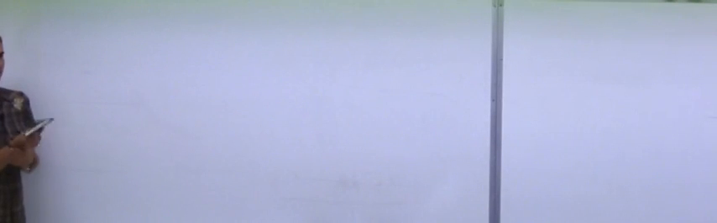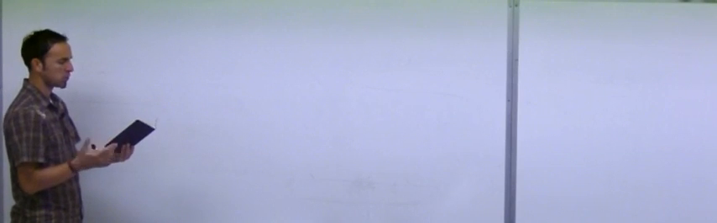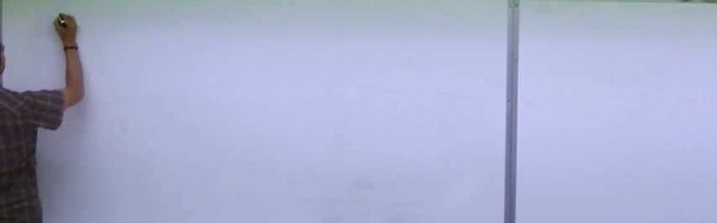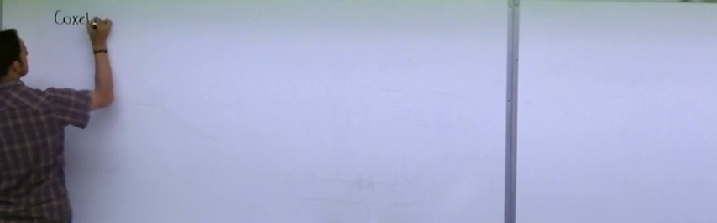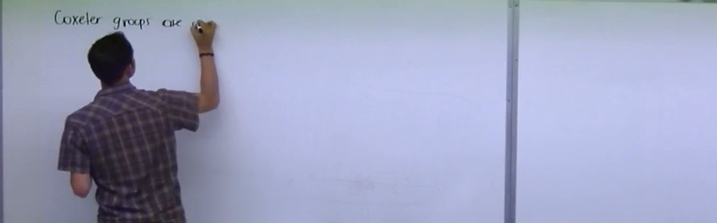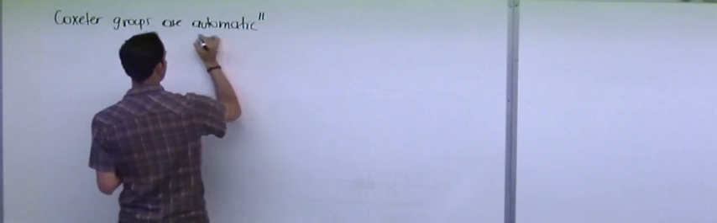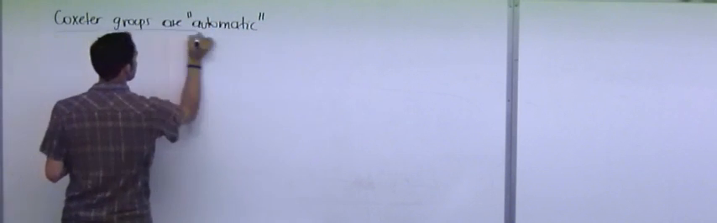So I told you about the root poset, I told you about small roots. I told you the key fact about small roots, which is that the number of them is finite. And so using these facts, we're going to show today this very nice result that Coxeter groups are automatic. And I'll explain what this means, but that's the goal for today.